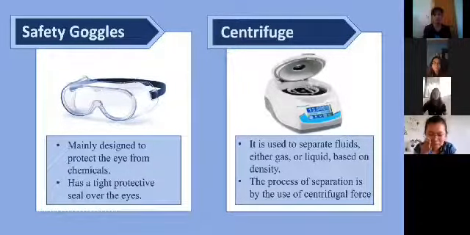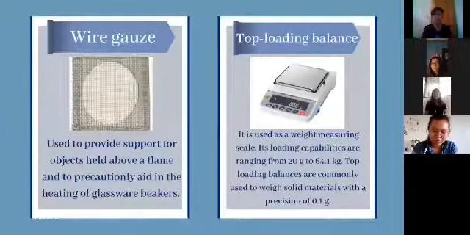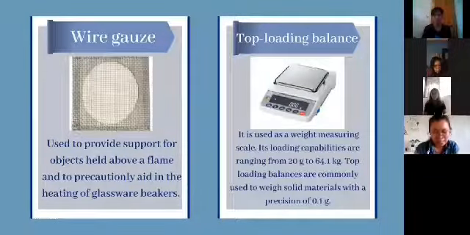The separation is accomplished by rapidly spinning a vessel containing a material. Centrifugal force sends complex molecules to the exterior of the vessels. Next, wire gauze. This is used to provide support for objects held above a flame and to aid in the heating of glassware beakers without shattering due to heat shock.